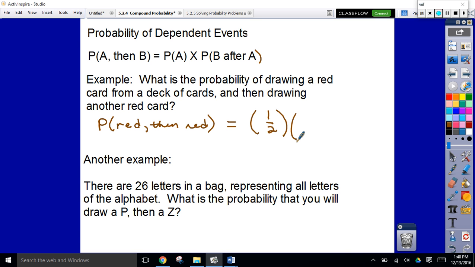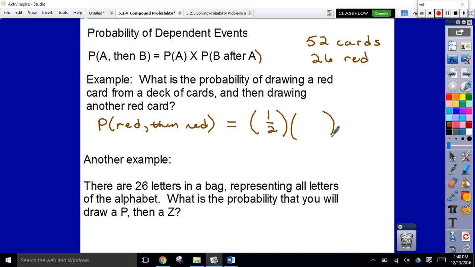What's the probability that the next card is going to be red? First of all, we have to know a little bit about how many cards are in the deck. There's 52. So if there's 52 cards in the deck, how many of those cards started out being red? 26. 26 of them are red. So really, the proportion would be 26 out of 52, which reduces to 1/2.